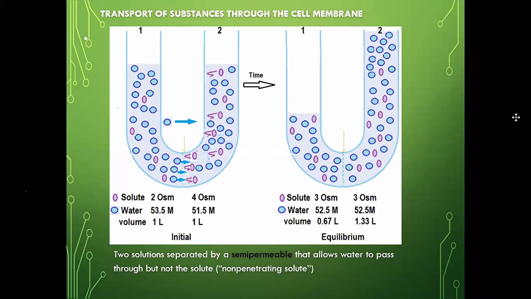Non-penetrating solute. So what will pass? The water will equalize so that the solute of both chambers will become equal. Will become 3 osmoles each. But you notice that the volume of chamber 2 is higher than that of chamber 1. So it will become 1.33 liters already. That is 2, so that the solute will be equal, will reach equilibrium. So the volume of water will differ.